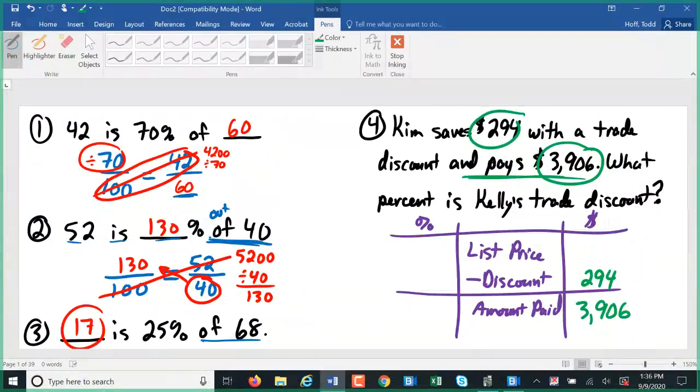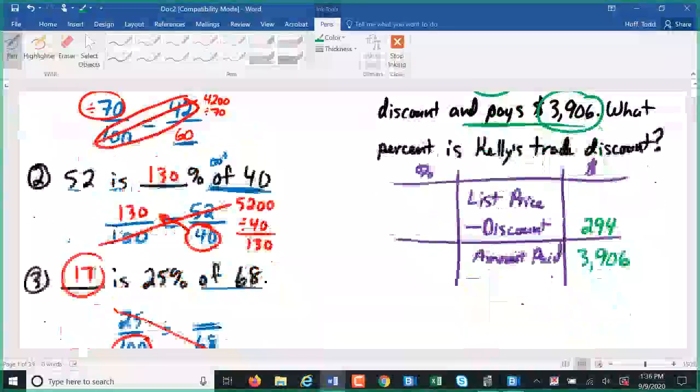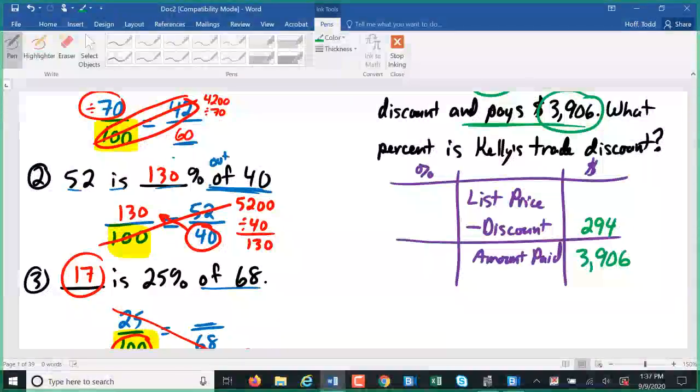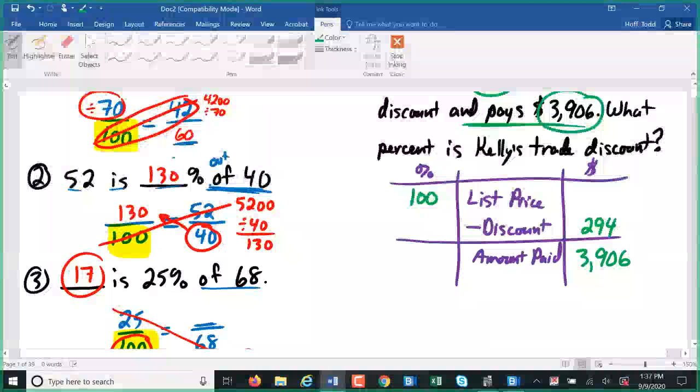Now, it looks like that's all we have in this problem. There's one number in all of our percent problems that isn't spelled out in the problem. That's the 100 in the percent. The 100, remember, represents the base amount or the starting amount. Here, that would be the list price. So on the percent side for the list price, we put in 100 because that represents 100%.